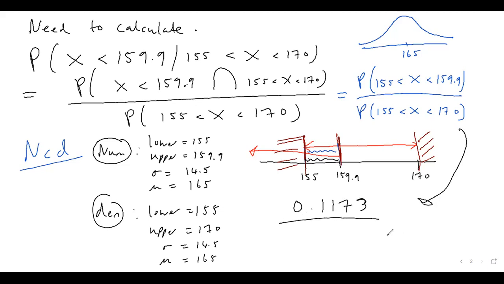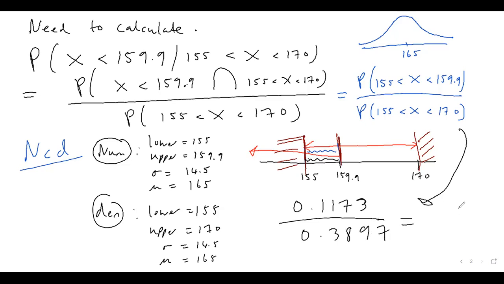And then we're going to divide it by our denominator. The only thing that changes is just the upper value. So that changes to 170. Plug that all in, and we get 0.3897. I'll round that to 4 significant figures.